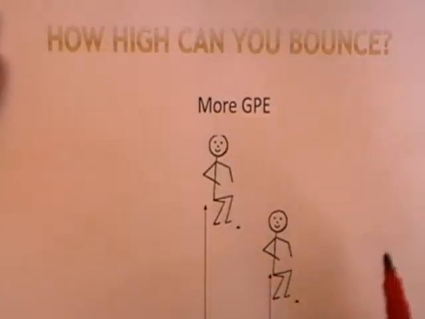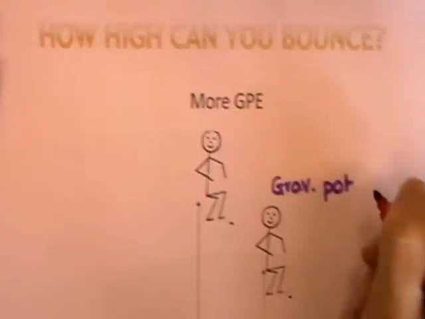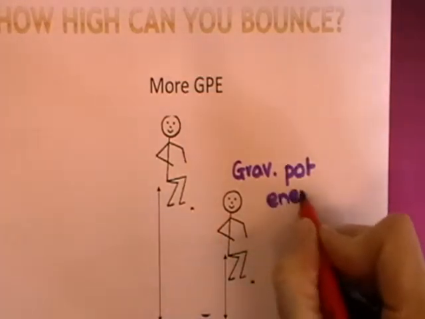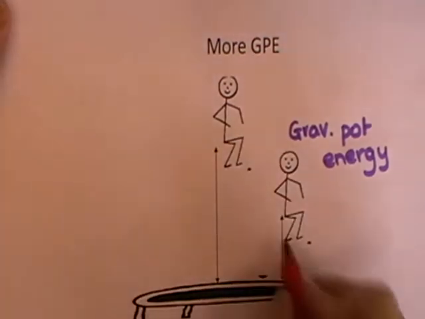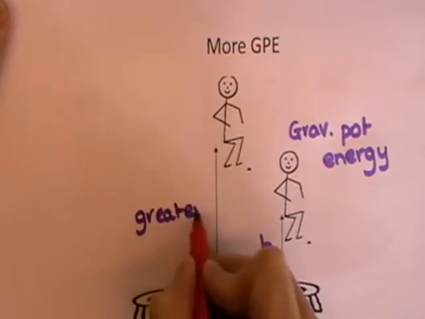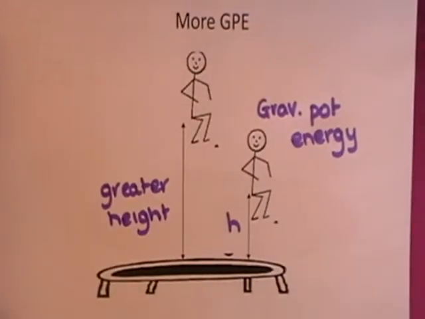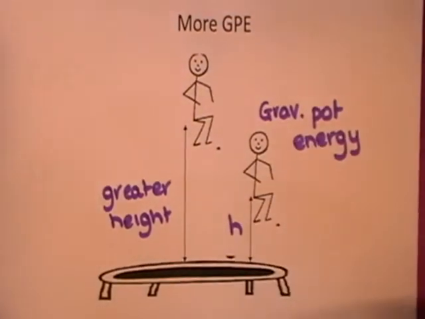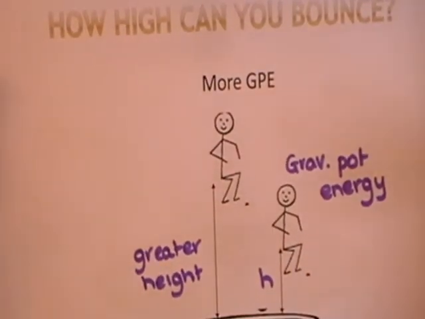So whenever you jump up higher, as you jump up high, you gain gravitational potential energy. But the higher that you bounce, the more gravitational potential energy you have, and the reason is because you have got a greater height whenever you bounce higher. So we can calculate how much gravitational potential energy you have due to how high you bounce. So the greater the height, the more energy that you have. And the more energy you have, the higher you bounce. So it's again like a circle.